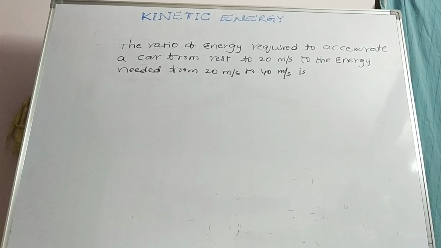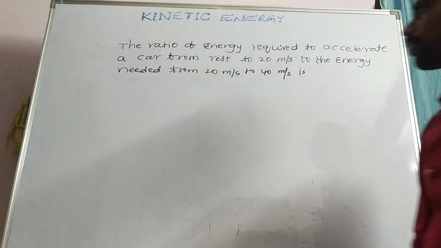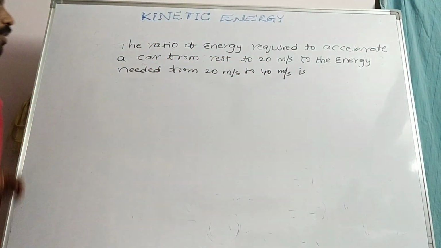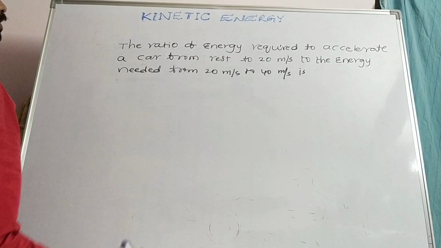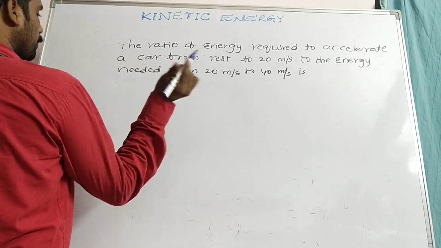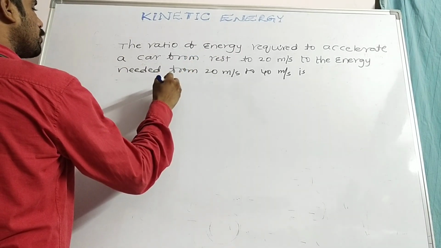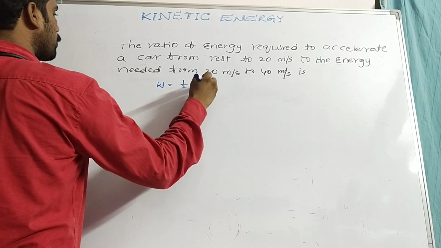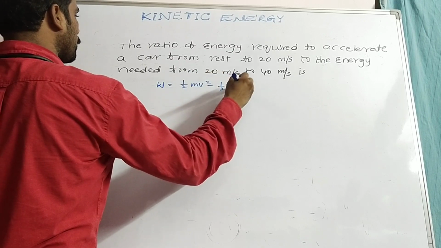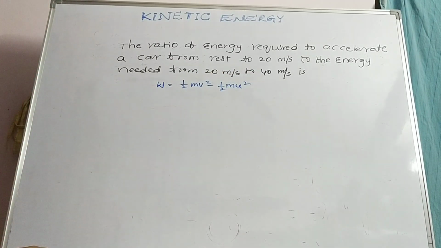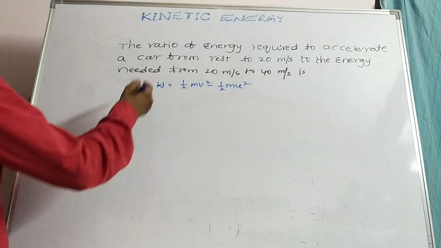So here we have the ratio of energy required to accelerate a car from rest to 20 meters per second, to the energy needed from 20 meters per second to 40 meters per second. We have to find the ratio of energy required to accelerate. Of course, we have the work energy theorem relation: W is equal to half m v square minus half m u square. Okay. Now the energy ratio we have to find, so that's W1 by W2.